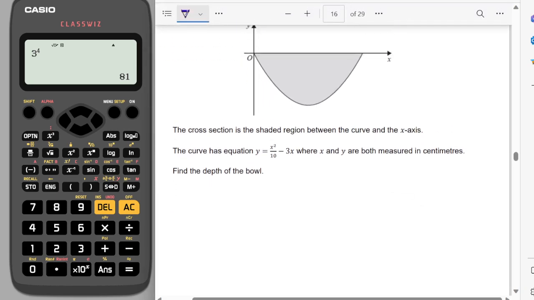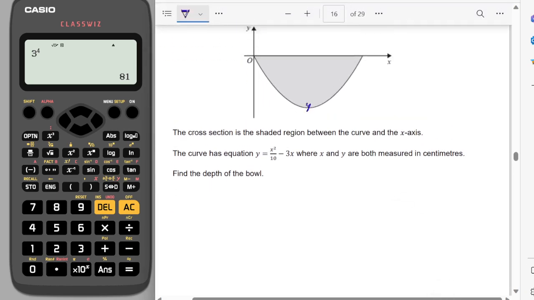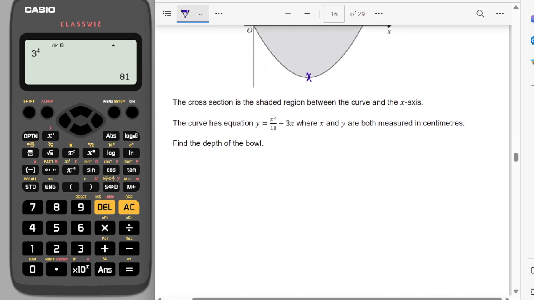So for this, in effect, what I want to do is I want to find the minimum point. You find the minimum point by completing the square. It's a nasty one to complete the square of, though. Right, so I'm going to start by taking out a factor of 1/10. And that's going to be x squared minus 30x. That's not too bad, provided you can spot that first step.